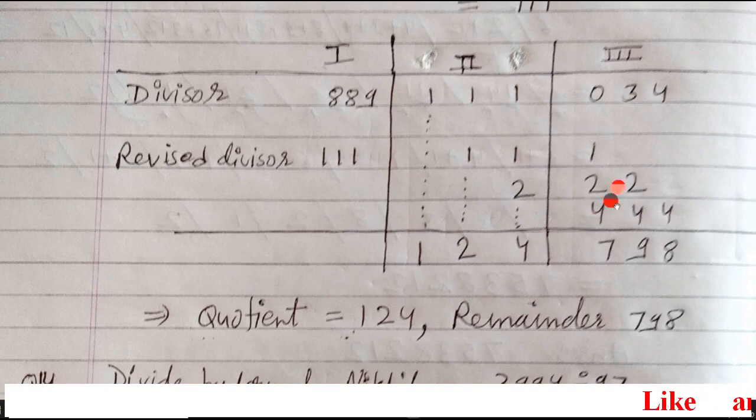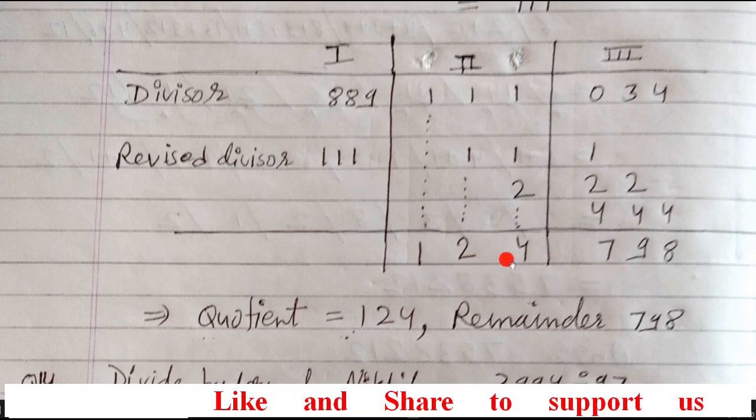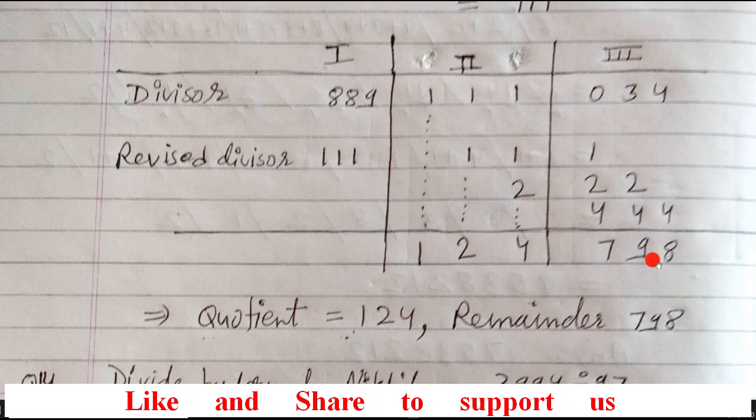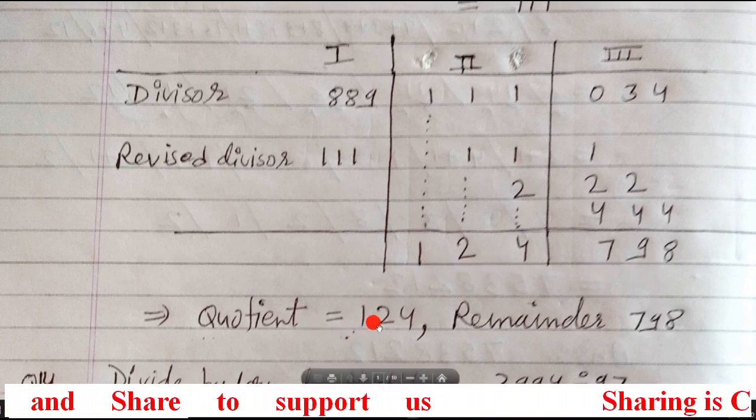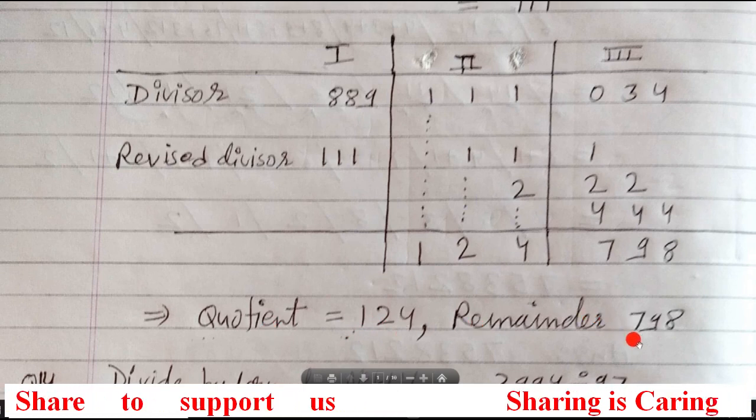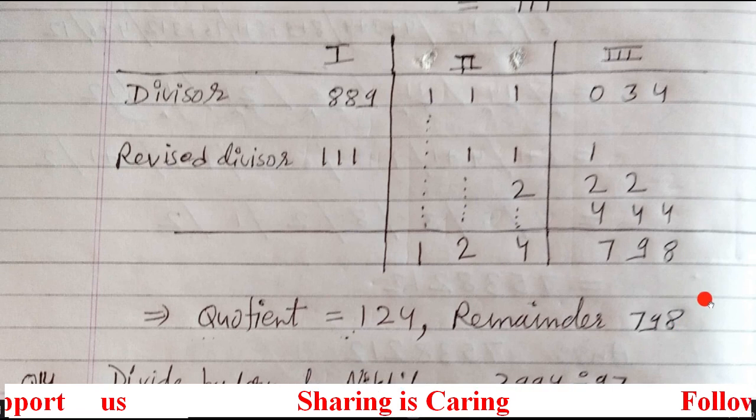Now add them. When we add it, 4 plus 4 is 8, 3 plus 2 plus 4 is 9, then 1 plus 2 plus 4 is 7. So students, this section is for the quotient and this section is for the remainder. So for this question, the answer is: 124 is the quotient and the remainder is 798. Now we'll move to the next question.